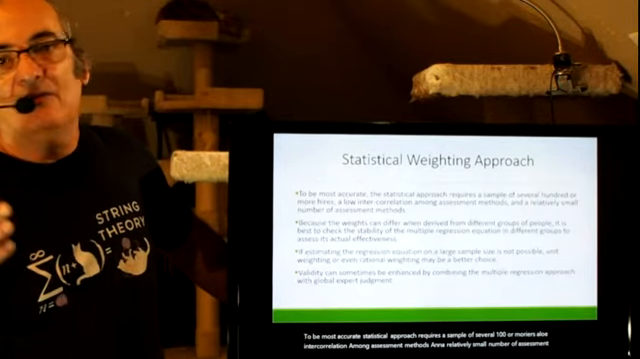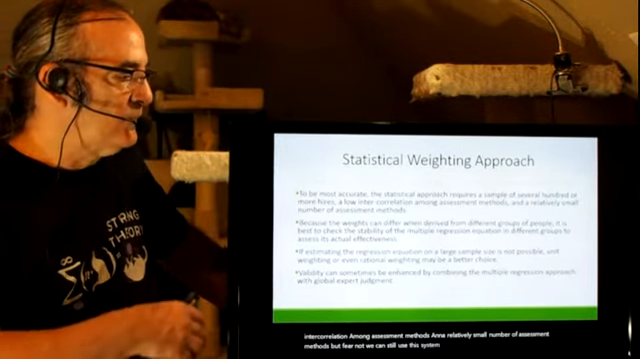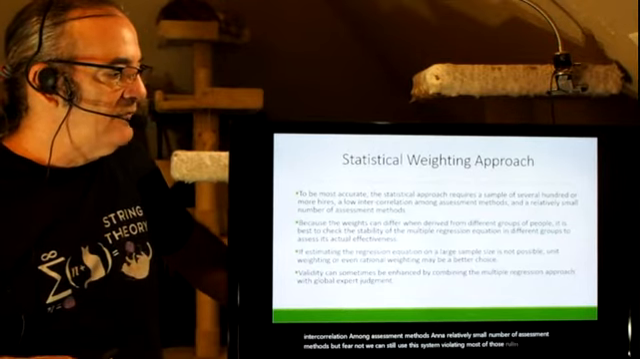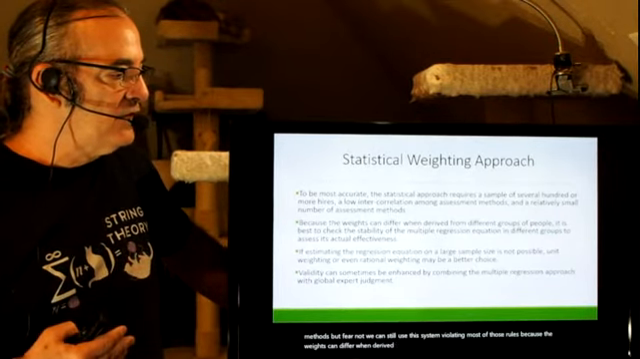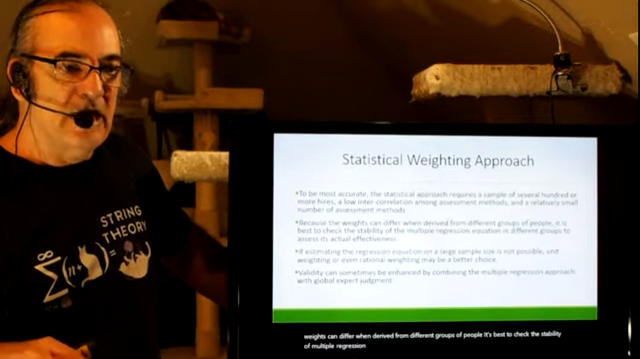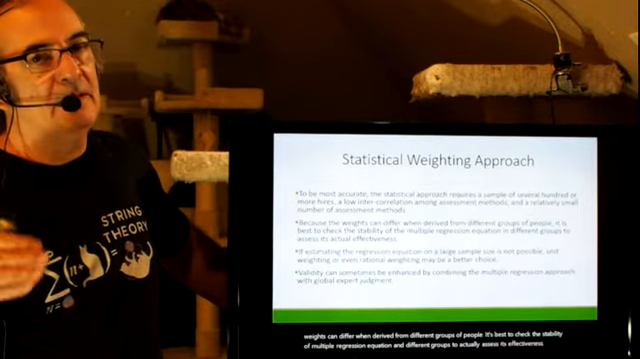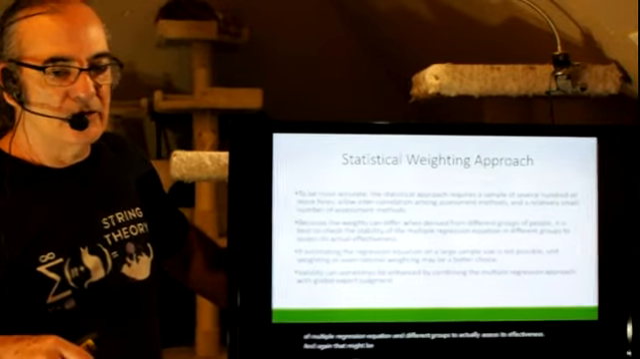But fear not, we can still use the system violating most of those rules. Because the weights can differ when derived from different groups of people, it's best to check the stability of multiple regression equations in different groups to actually assess effectiveness. And again, that might be a bridge too far for us in certain respects.